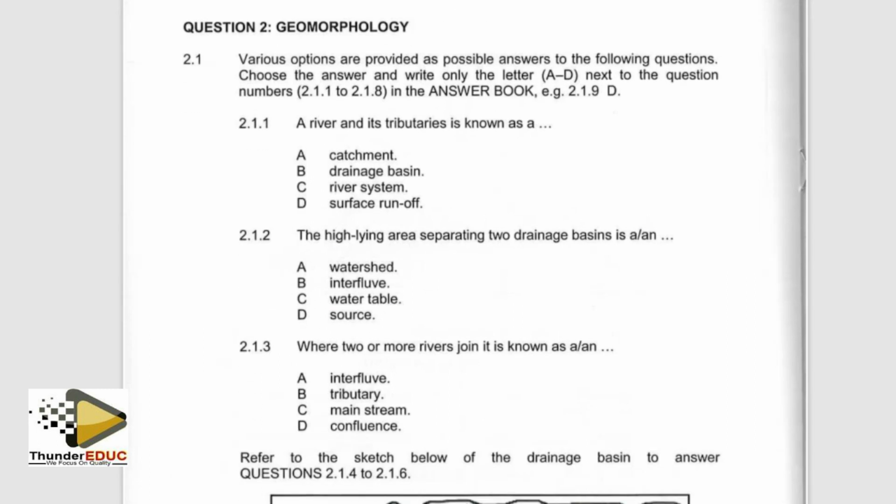Question 2, the first question, 2.1.1: a river and its tributaries is known as what? We're looking at the river and its tributaries, so it's a system. If it had the word area or a zone, it would be a drainage basin. But since it's a river and its tributaries, it becomes a system. 2.1.2, the high-lying area that separates two drainage basins, is a watershed, which is A. Where two or more rivers join, we have a confluence. So the answer becomes D.